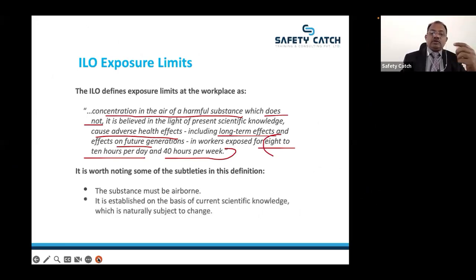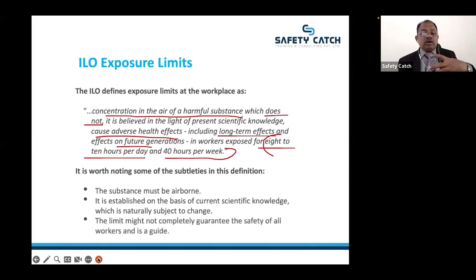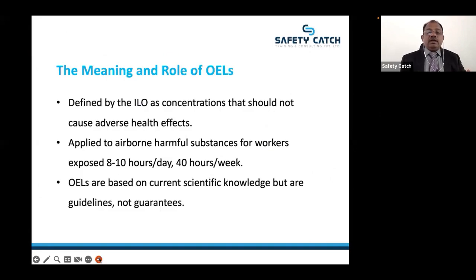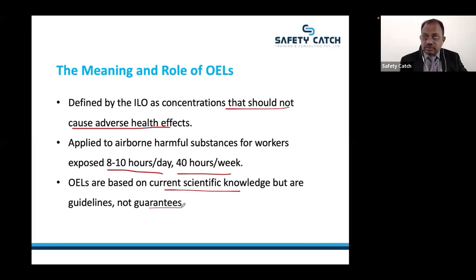It is established on the basis of present scientific knowledge, which can change tomorrow. And the limit may not completely guarantee safety, but it gives some kind of reference point for us. So the OEL defined by ILO as the concentration that should not cause adverse health effects is applied to airborne harmful substances for workers 8 to 10 hours per day, 40 hours per week. No issue, it will not cause any adverse effect. And they are based on the current scientific knowledge and they don't guarantee. So we cannot 100% guarantee that it is safe, but something is better than nothing. That is a concept.